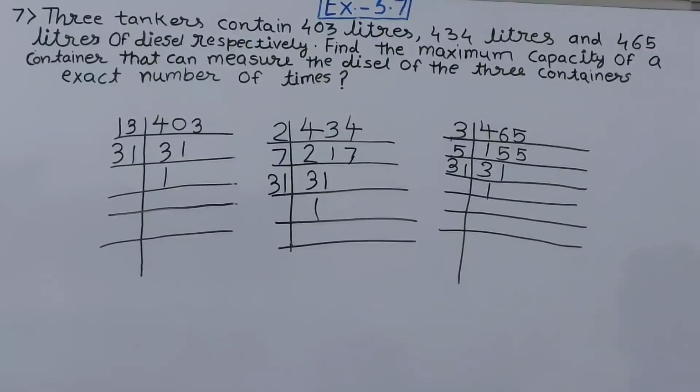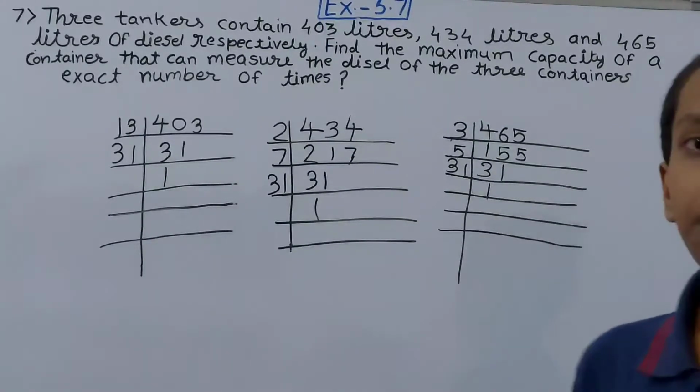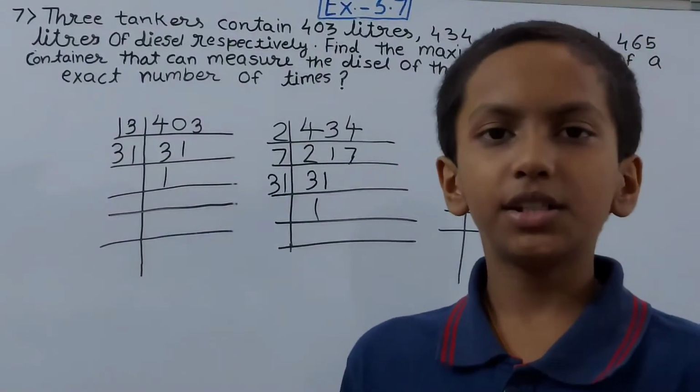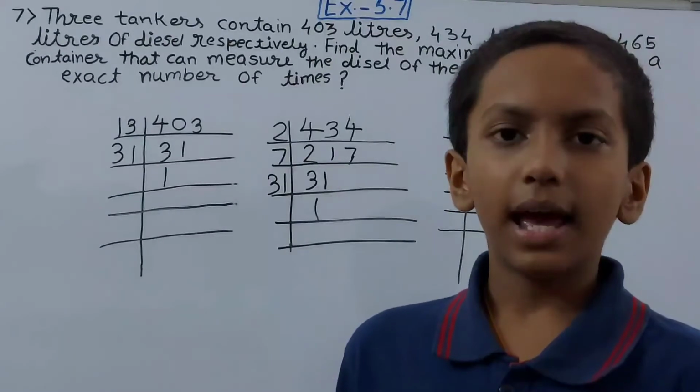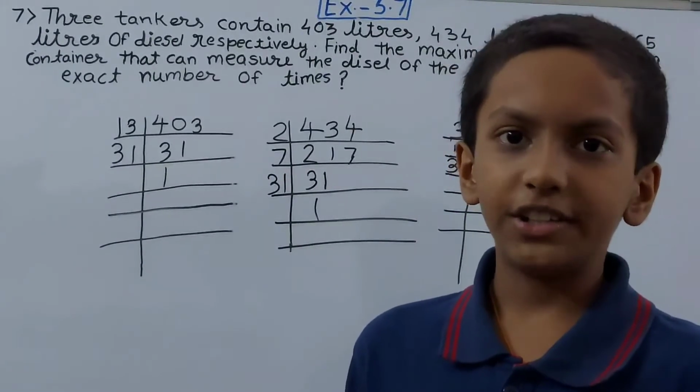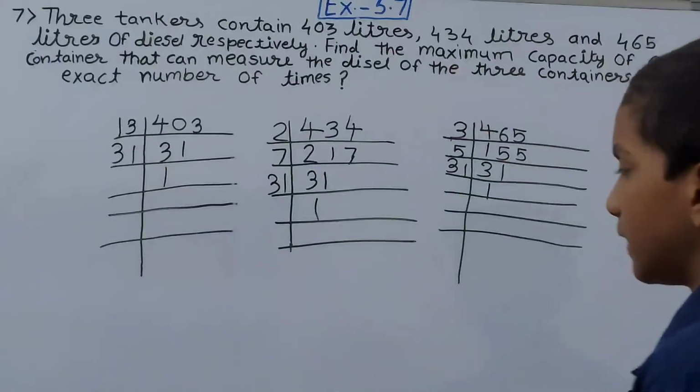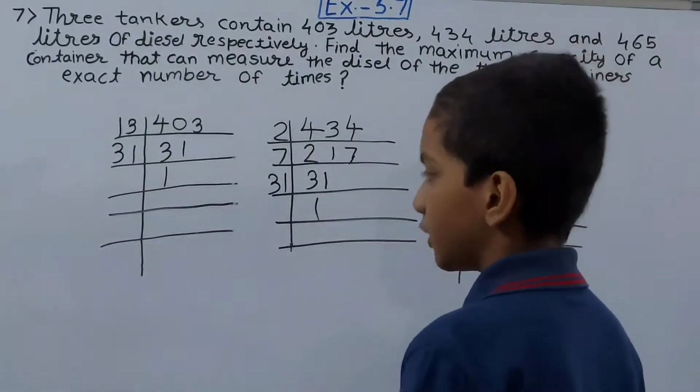Now we have done the factorization and we have also got the factors. So the second step in this type of method is to note down the factors and look for a common factor in that. Okay, so let's note down the factors of 403.